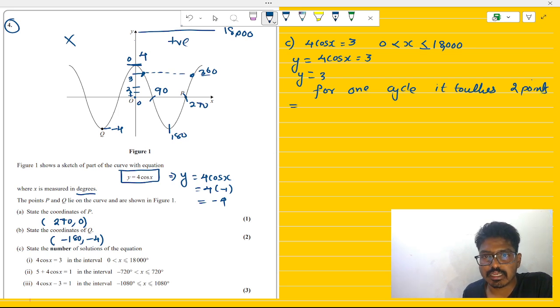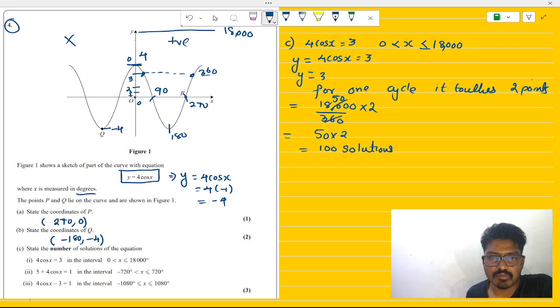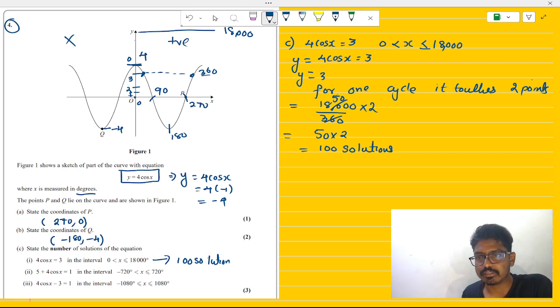In that case, 18,000 divided by 360 is the number of cycles, and each cycle touches 2 points. So 18,000 divided by 360 would give you 50. So 50 times 2 would be 100 solutions. 100 will be the answer for the first part of C. Okay, so now let us find the next part.